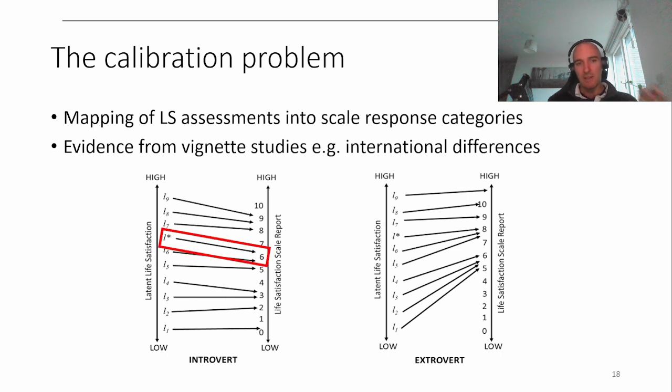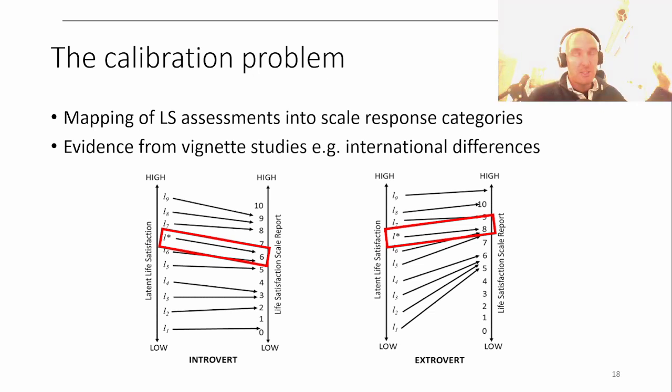So the person on the left here maps their actual life into a 6 out of 10. The person on the right here, living exactly the same life and assessing that life in the same way, maps it into an 8. Now you might think that's a bit fanciful, but it's quite analogous to something like a strict or generous grader.